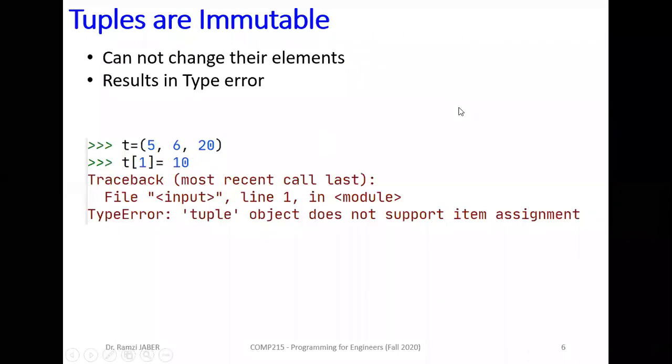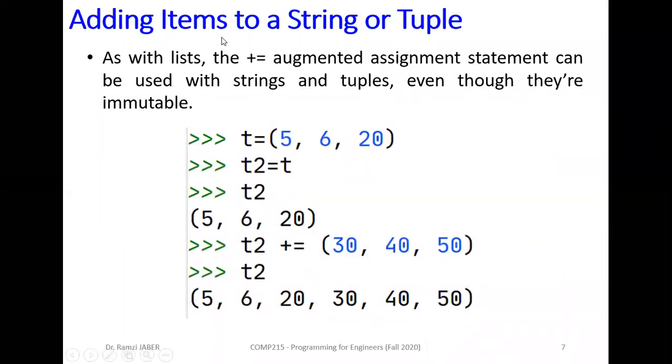Adding items to a string or tuple. Like with lists, the plus equal augmented assignment statement can be used with strings and tuples, even though they are immutable. Example, T equal 5, 6, 20. We can define a new tuple equal to the old tuple, T2 equal T. Like here, T2 becomes the same, 5, 6, 20. Also, we can append or add items to the tuple. So T2 plus equal 30, 40, 50. The new tuple T2 will be 5, 6, 20, adding these three elements, 30, 40, 50. Okay, but we cannot change the inside. We cannot change their elements, but we can add elements to it.